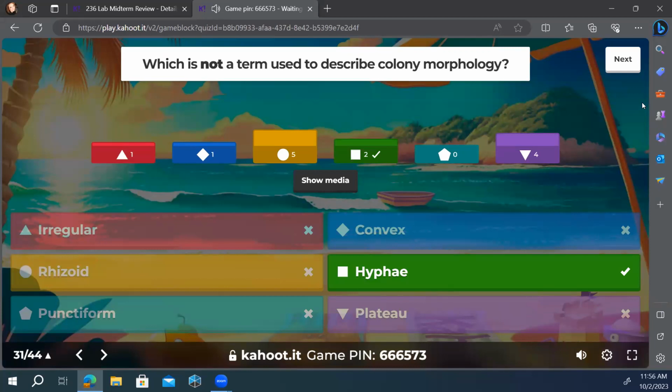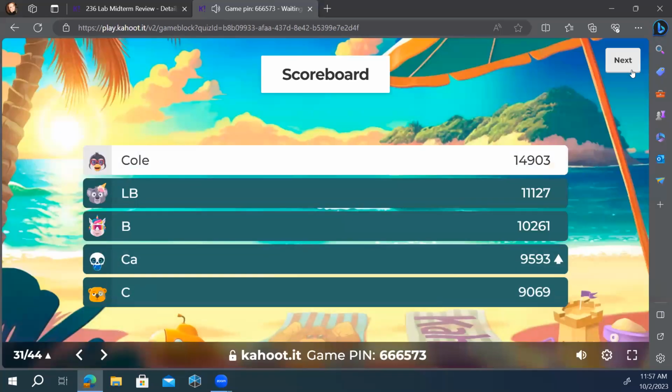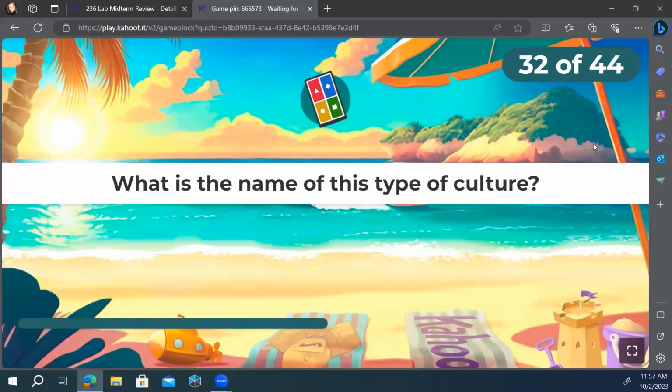All right, so colony morphology is just referring to terms that are used to describe the actual literal growth on the plate. And so the one that doesn't fit in this, that's hyphae. Hyphae has to do with stemming off of mold, making it look fuzzy. That's not really the colony morphology. That's just the structure. All right. What is the name of this type of culture?